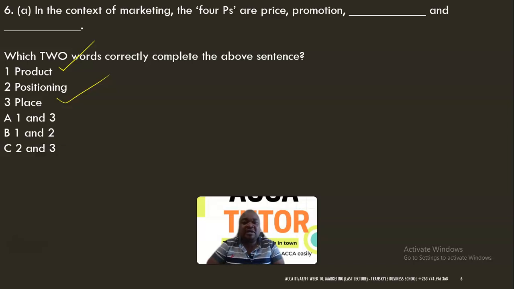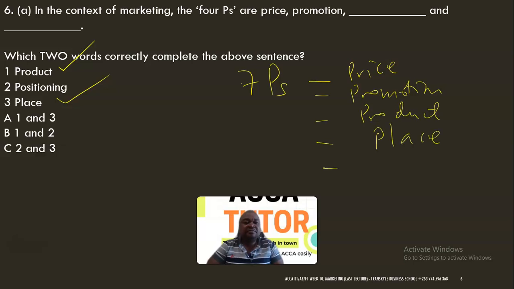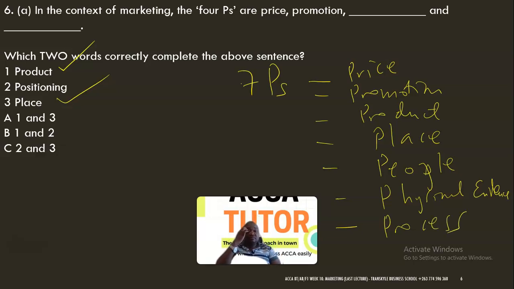So the additional 3, remember the 7 P's are price, promotion, product, place, people, physical evidence, and process. Okay, so your job is to then define how these matter in the marketing mix. How do they matter in enabling the sale, or the marketability of a product?